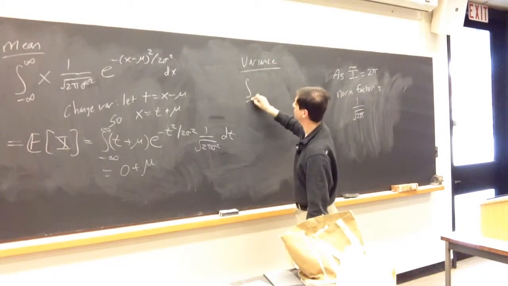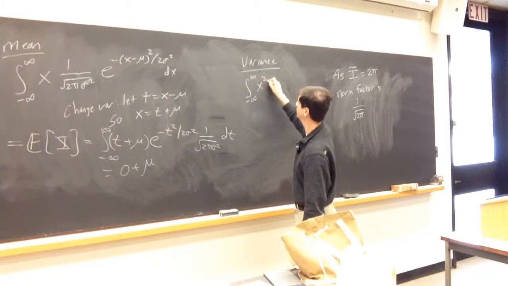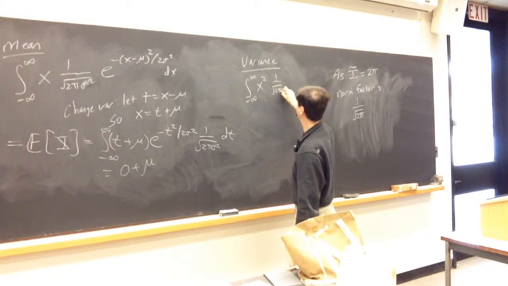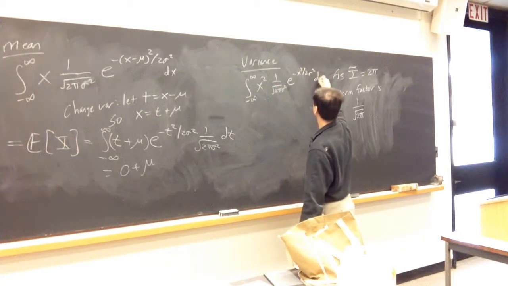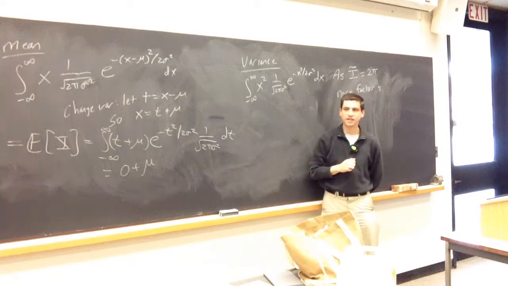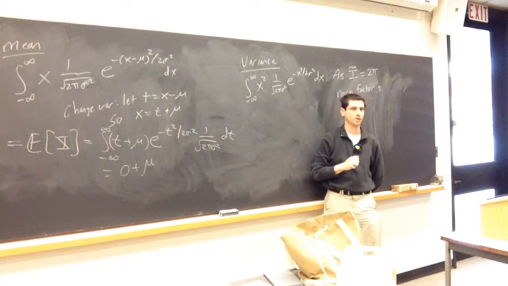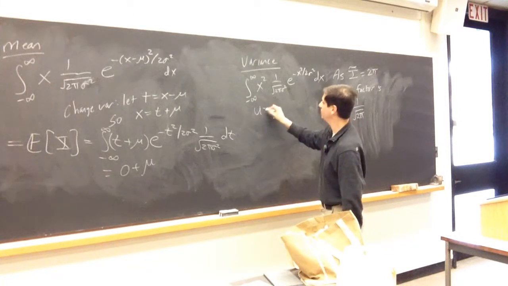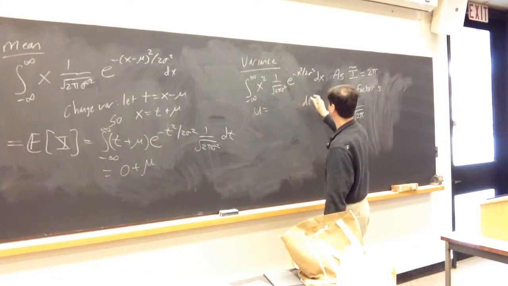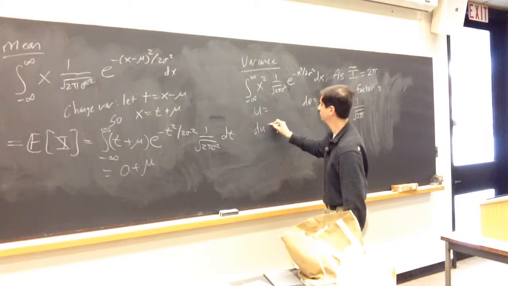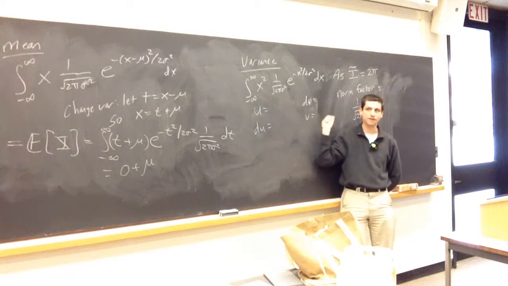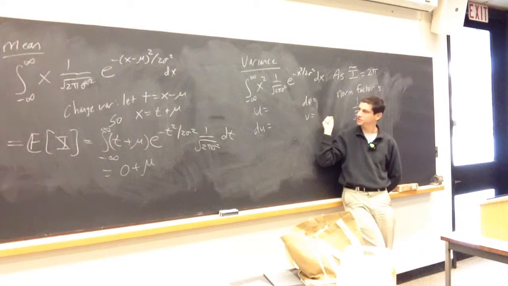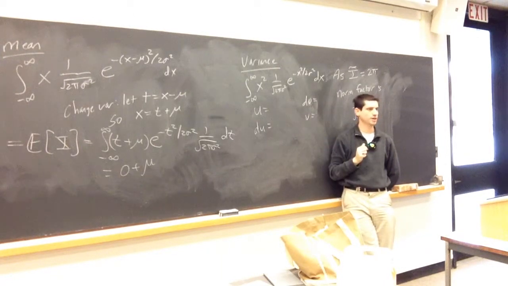So let's do the integral from minus infinity to infinity of x squared times 1 over square root of 2 pi sigma squared, e to the negative x squared over 2 sigma squared dx. All right, so this is the calculation we need to do. One way to do this is integration by parts, with u dv and du v. I like to do integration by parts very slowly, very explicitly. If I do it like this, I'm not going to get confused as to what things are.